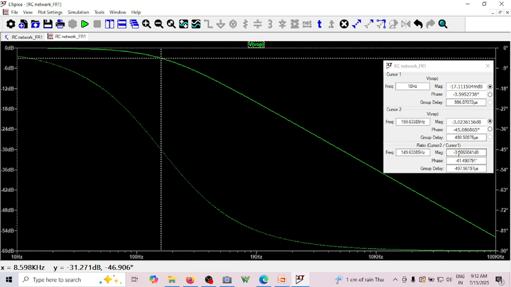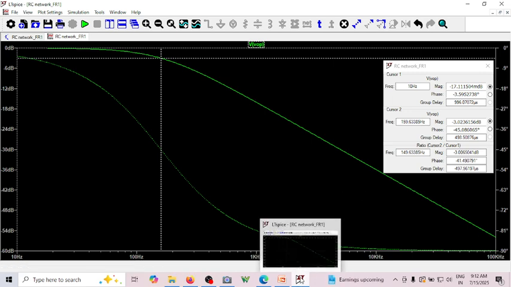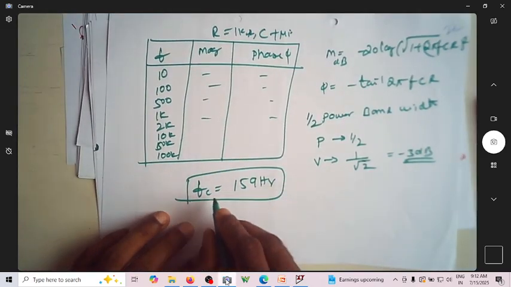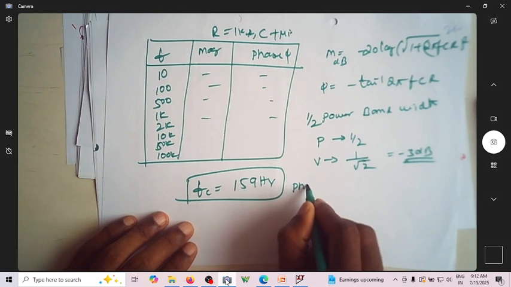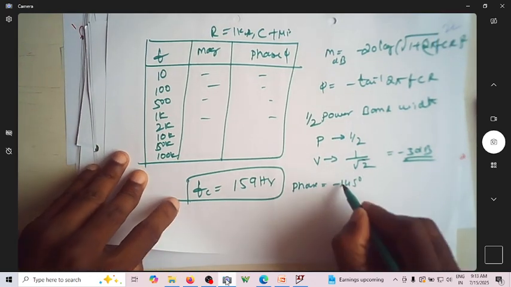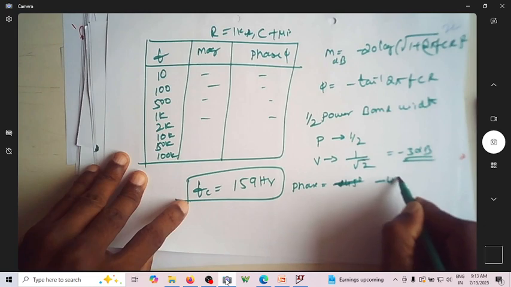So now what is the cutoff frequency? Of course, in this case for this RC network circuit, 159 hertz happens to be the cutoff frequency. So now FC is 159 hertz. How to verify that this is the proper reading or not? For that you can just come over here. What is this FC? This will happen at a phase of minus 45 degree, sorry, not minus 145, it is minus 45 degree.